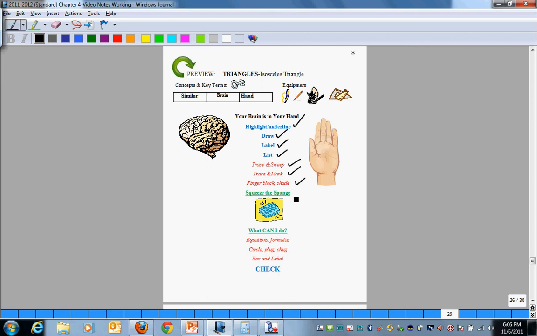Then you want to ask yourself, what can you do? Squeeze the sponge. That means get all the info possible. Do not focus in on only the target question. Always try to get all the information possible. Then you do equations and formulas, circle, plug, chug, box and label your answers, and finally, check your answers. Just ask yourself, does this answer make sense? I'm going to do 2 word problems with you following these techniques.